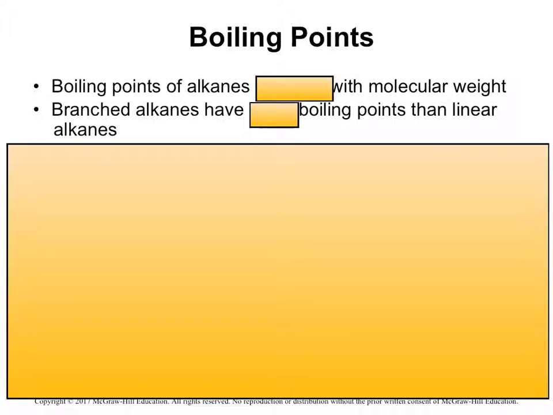All right. I've already answered these. I think drawing it would be better. So if we just think about boiling points for alkanes with respect to molecular weight, this is just a fancy way of saying propane versus octane. Octane has a higher molecular weight, so therefore it's going to have a higher boiling point.